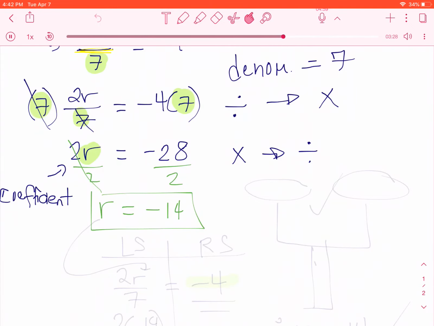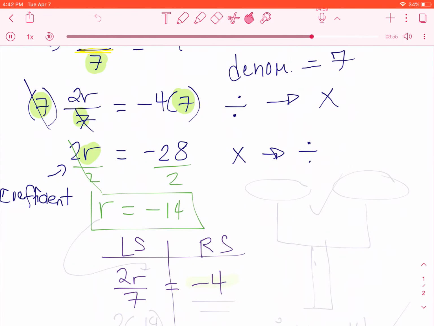Now, if you notice, this question also requires you to check your solution. So to check your solution, I'm going to draw a left side, right side chart. So I'm going to draw a t-chart. I have my left side, I have my right side. I'm going to redraw my original equation. So my original equation was 2r over 7 is equal to negative 4.